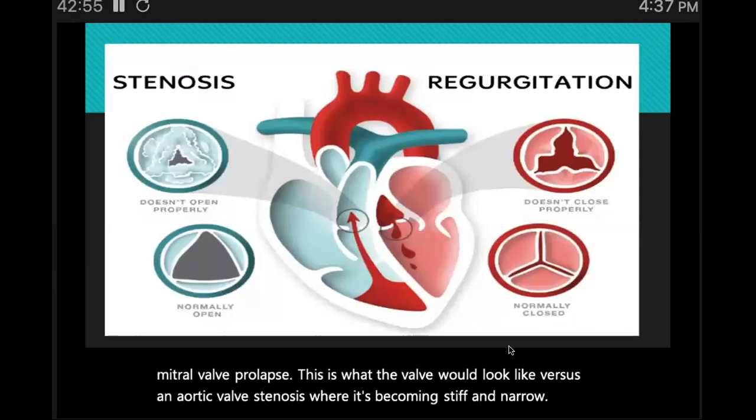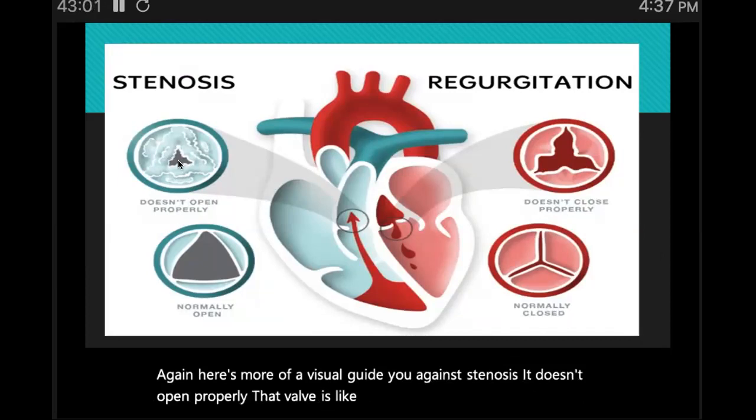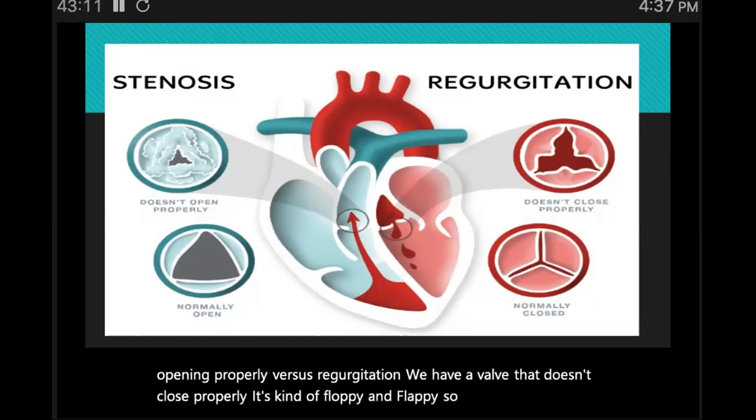Again, here's more of a visual guide. Again, stenosis, it doesn't open properly. That valve is kind of clogged and it's stiff and it's not opening properly, versus regurgitation. We have a valve that doesn't close properly. It's kind of floppy and flappy. So it's really not doing its job properly.